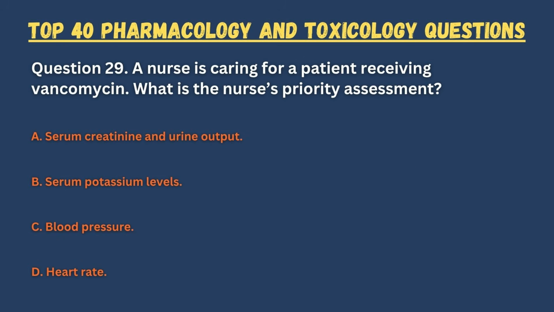Question 29. A nurse is caring for a patient receiving vancomycin. What is the nurse's priority assessment? A. Serum creatinine and urine output. B. Serum potassium levels. C. Blood pressure. D. Heart rate.